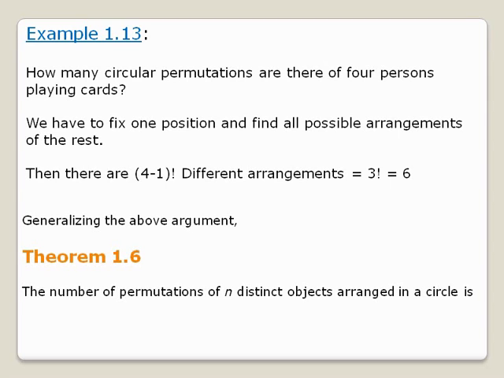Generalizing this argument, we get the next theorem. The number of permutations of n distinct objects arranged in a circle is n minus 1 factorial.